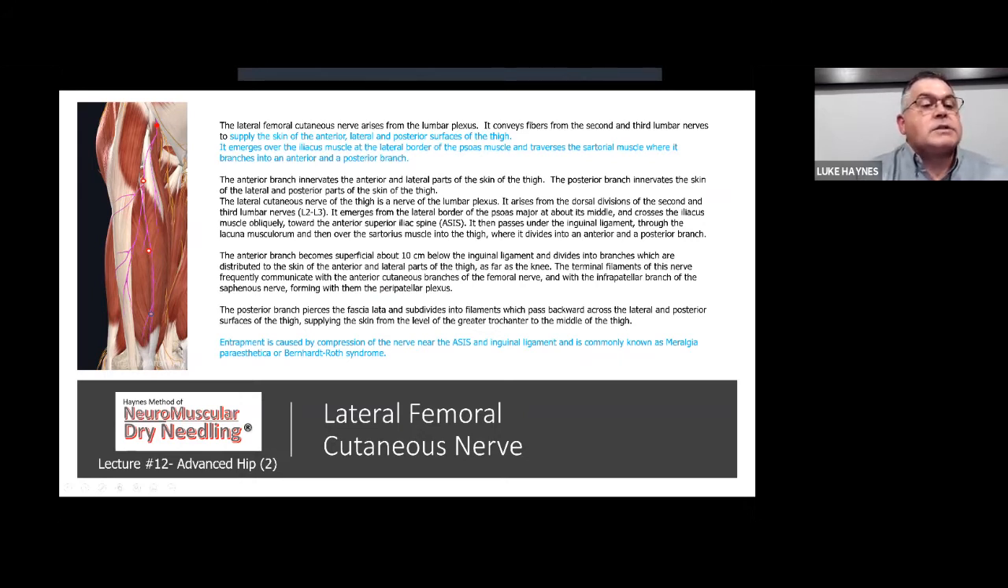We see as it crosses sartorius between it and the inguinal ligament, that there is a potential location for entrapment there. Entrapment caused by compression of the nerve near the ASIS and inguinal ligament, and it's commonly known as meralgia paresthetica or the Bernhardt-Roth syndrome.